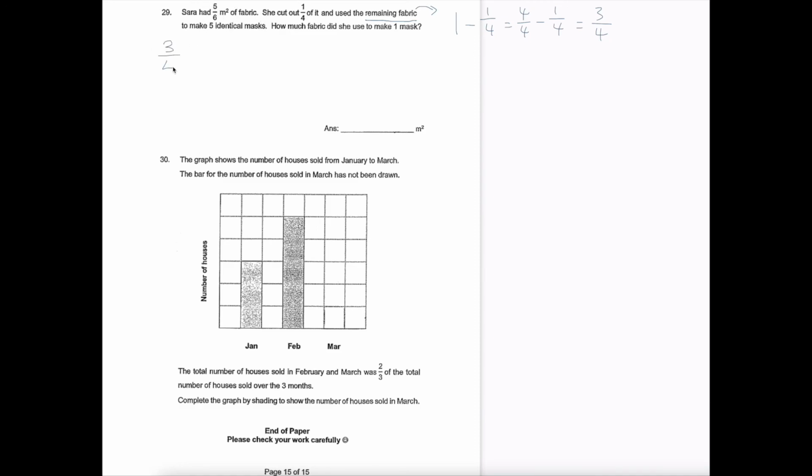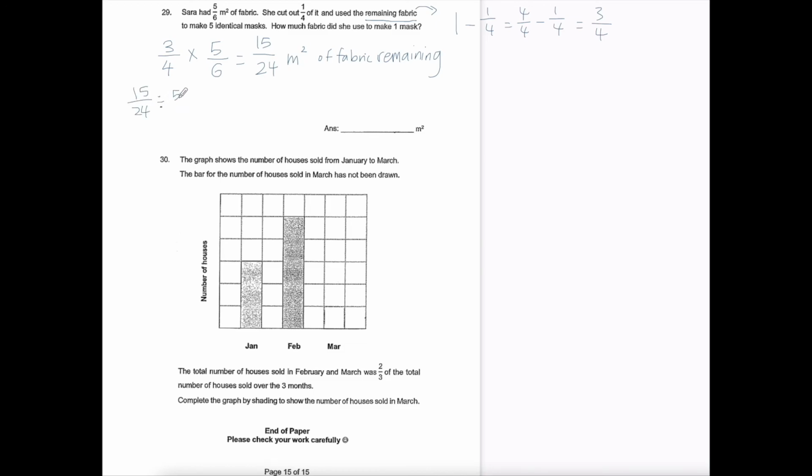So the remaining is 3/4. I have to multiply it by how much fabric I had at first, which is 5 over 6. We're going to get 15 over 24. This is the amount of fabric I had remaining to make the 5 identical masks. So how much fabric did I use to make one mask? I have to divide by 5.